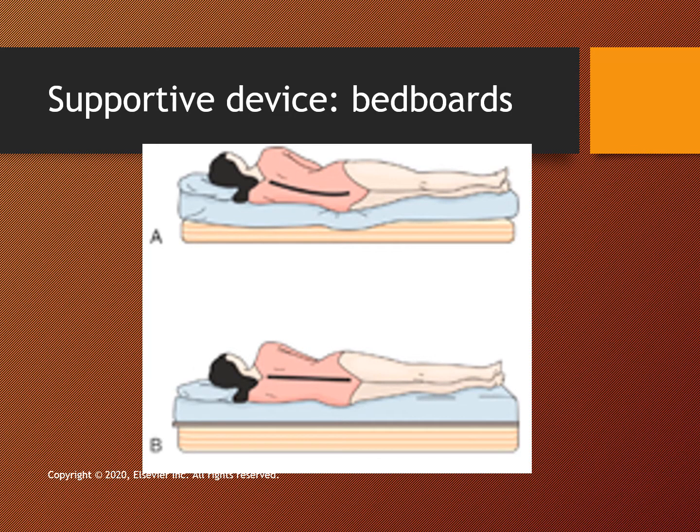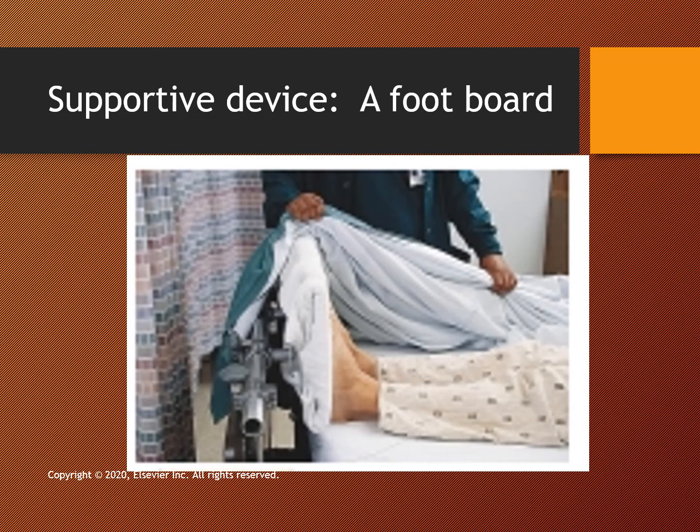Supportive device bed boards, as you can see, A, mattress sagging without bed boards, and B, the boards are under the mattress, no sagging occurs. Supportive device, that's a footboard, as you can see. The sheet will not be on the feet, on the toes, but there's a board and the foot is flat up against it to prevent foot drop.